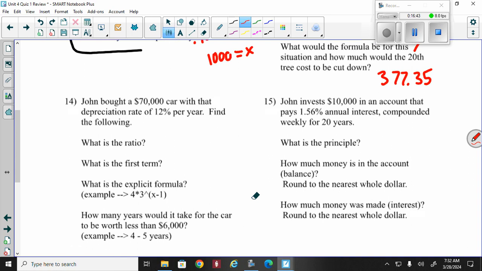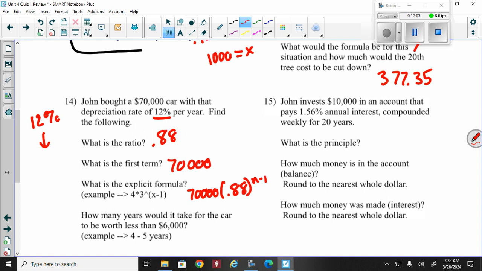All right, so John bought a car for 70,000. Depreciation rate is 12%. So what we have is the first term is the price of the car. Super easy. Now, 12%, we write off to the side, 12%, and we're decreasing. So remember, you always subtract it from 100, it's 0.88. So what's the formula? 70,000, 0.88 to the n minus 1.